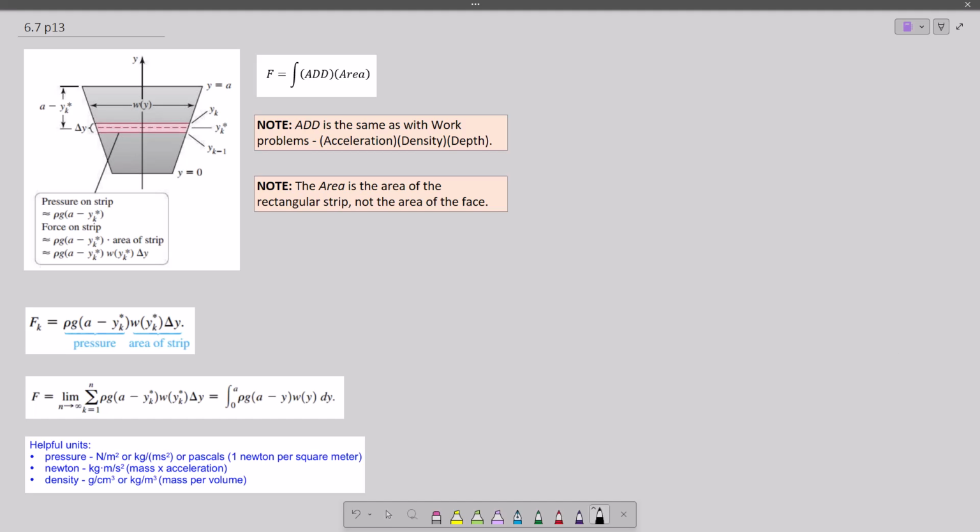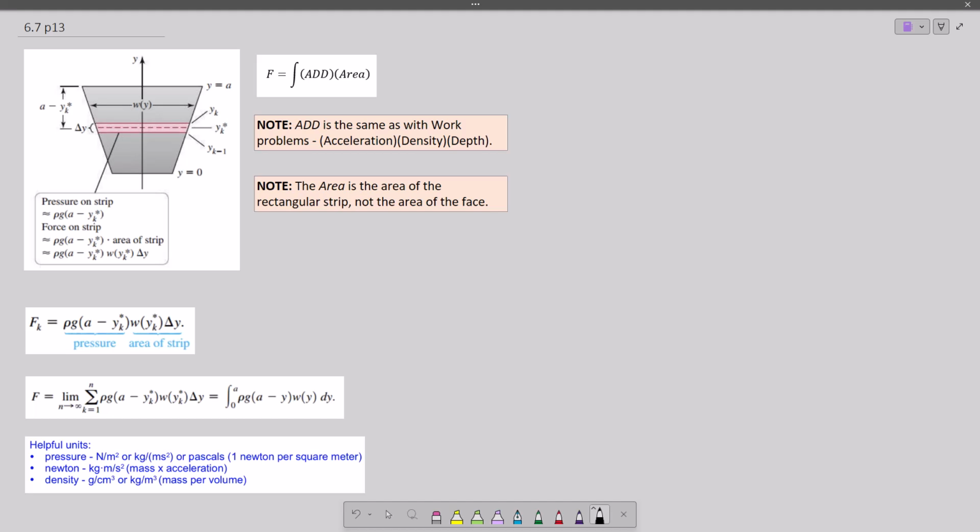Okay, so our acronym is going to look really similar. We had an ADD volume. For force, it's ADD area instead of ADD volume. And we know that work is force times distance. If we multiplied this force by one more unit of length, we'd end up with ADD volume, which would be work. Work is force times distance. So if we take that and multiply by one more meter, we'd end up with our work integral. So same exact acronym, everything's the same. Acceleration, density, depth or distance, you can kind of think of that second D in a couple of different ways.